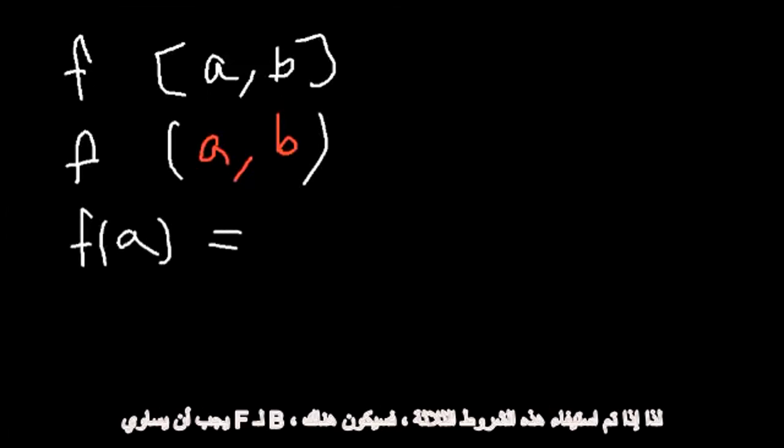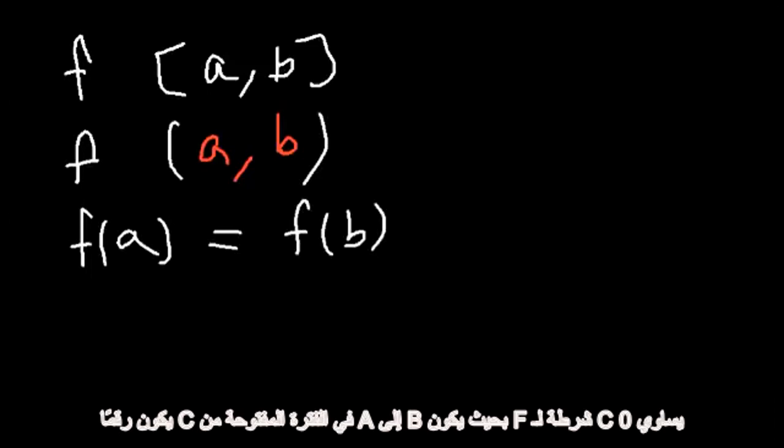Rolle's theorem states that f must be continuous on a closed interval a to b. And also, the function must be differentiable on the open interval a b. In addition, f of a must equal f of b. So if these three conditions are met, then there's going to be a number c in the open interval a to b such that f prime of c is equal to 0.